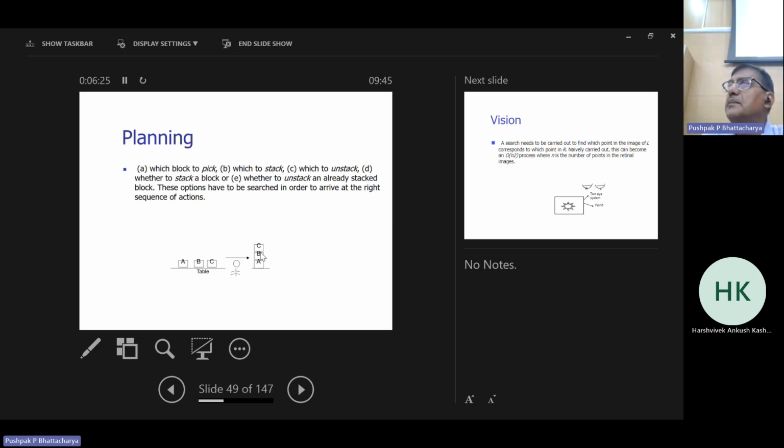So what I would like to emphasize here is that at every state there are multiple options available, and we have to pick one of the options to reach the goal. There is a notion of goal which is important. So this is planning.